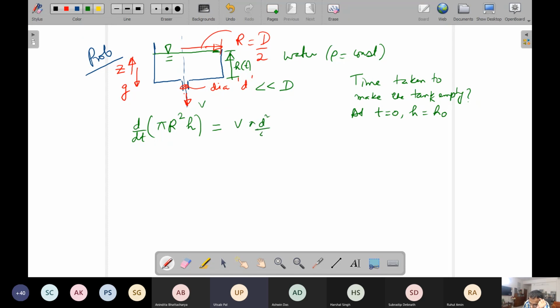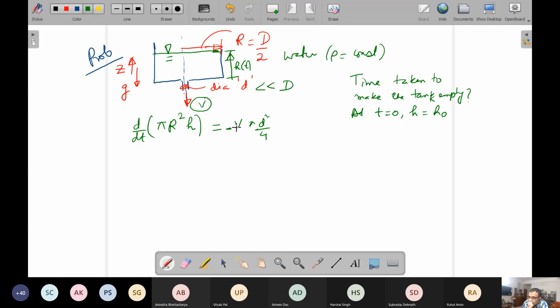Yes, unit is matching? Yes, unit is matching. Plus or minus? Sir, both side minus? No, not both side minus. Here v is a magnitude, and h will decrease with time. So dh/dt will be minus. So to accommodate that, you have to use a minus sign here, right? Yes, sir.